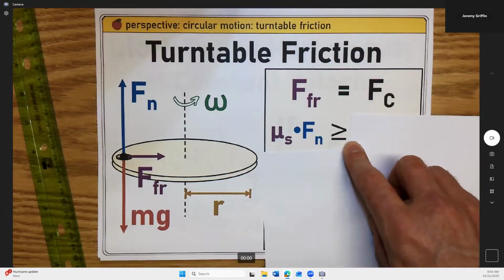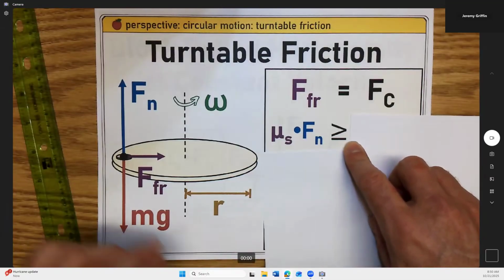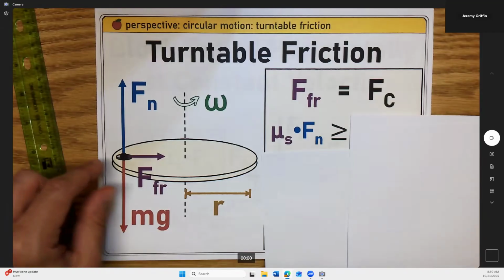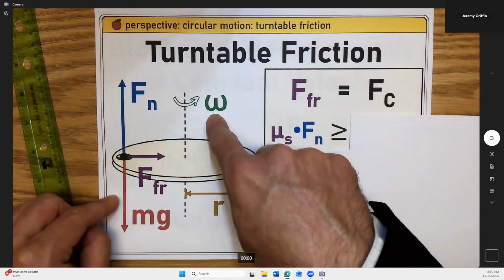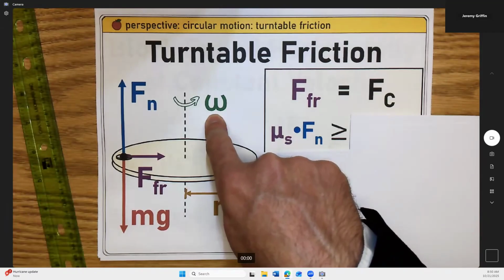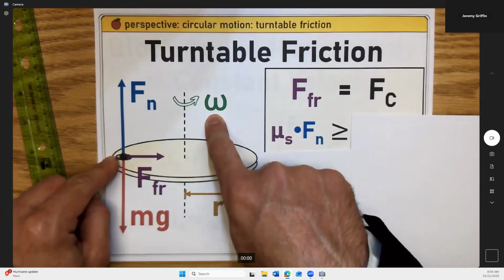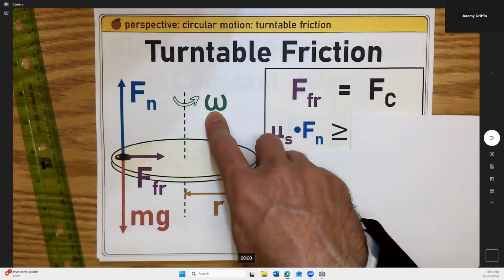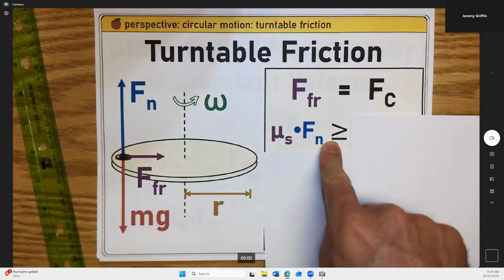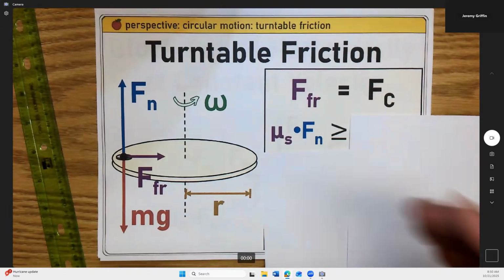But if you set up this experiment in such a way that you spin a little faster, look, is this angular velocity right here? Until the point finally broke friction, and then you recorded what that angular velocity was. Then you could make this an equal sign, because it would be right at the breaking point.